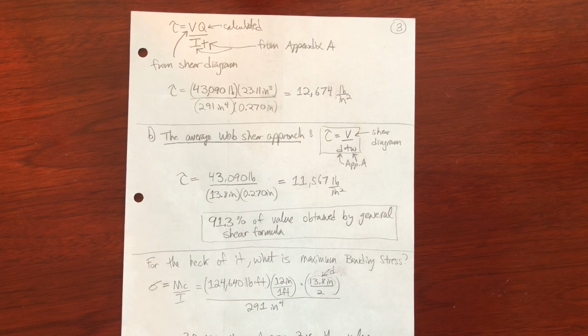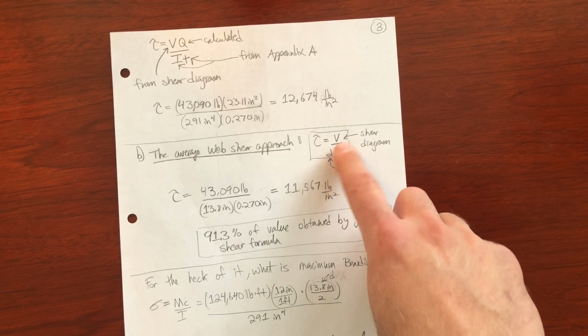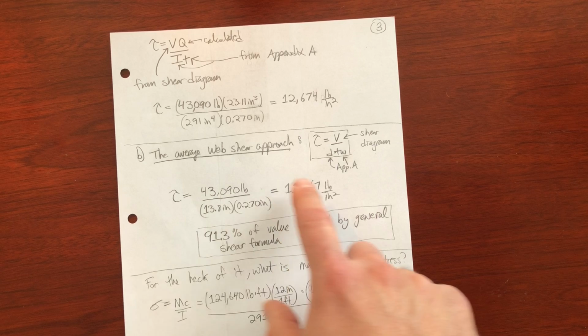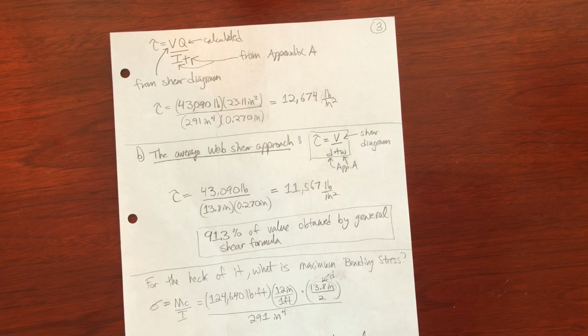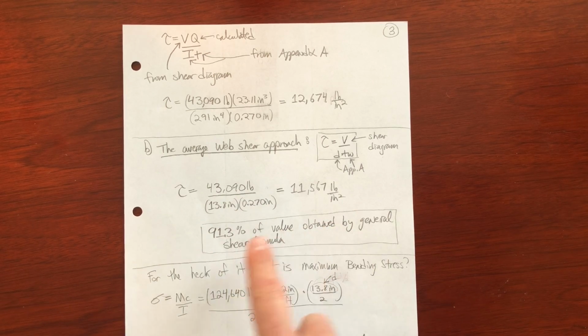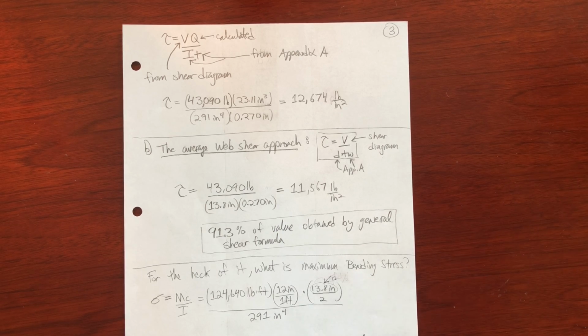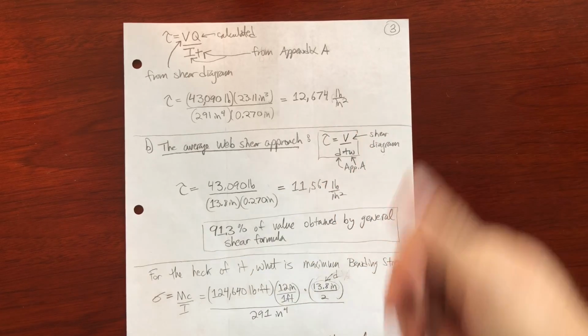Using the average web shear approach, which is a little more straightforward, just using that expression there. Same thing, we're going to take that off the shear diagram, and these two things we're going to look up. Plugging all that in, we get a value of 11,567 psi, which, if you do the math, is 91.3% of the value obtained by the general shear theory, which is more involved, right? So that's what they say. If you have a symmetrical beam about the centroidal axis, you can use that and get pretty darn close. I'd say that's pretty close.